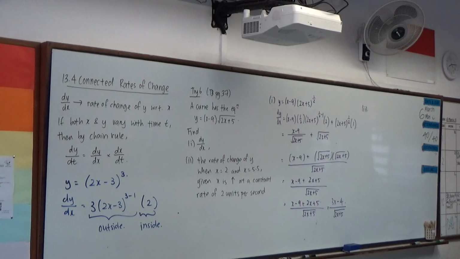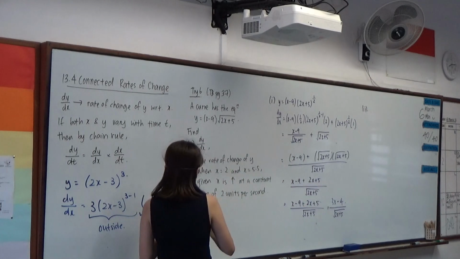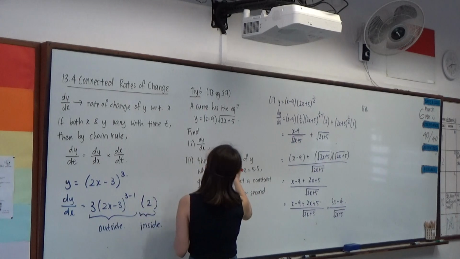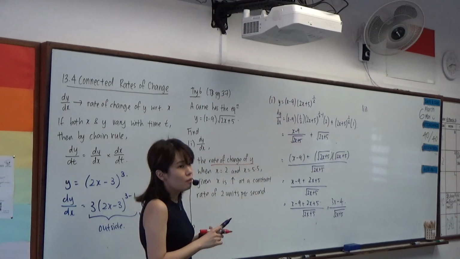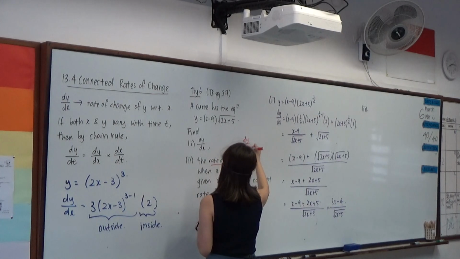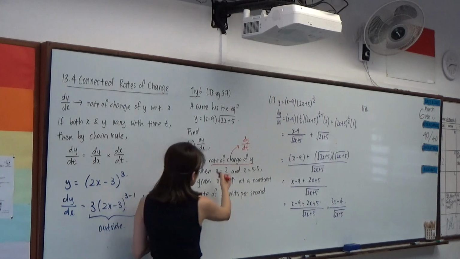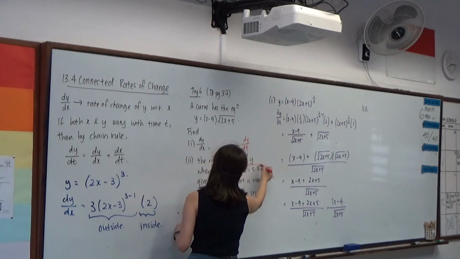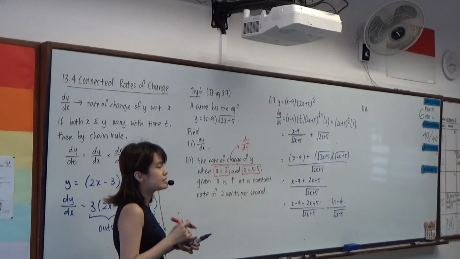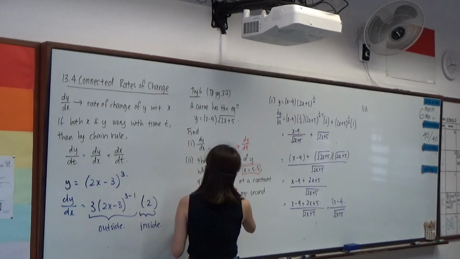Now the thing that I want to cover is part 2. Part 2 asks for finding the rate of change of y. What this is actually asking for is dy over dt, when x is equal to 2 and when x equals 5.5, given that x is increasing at a constant rate of 2 units per second.